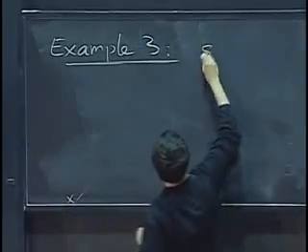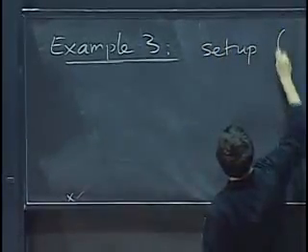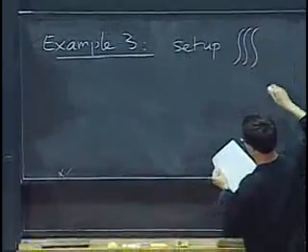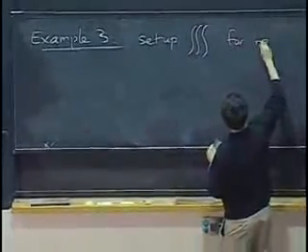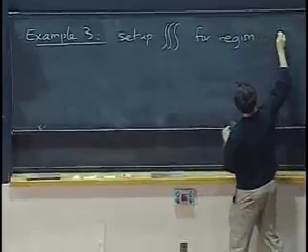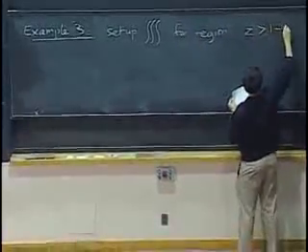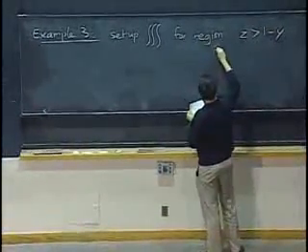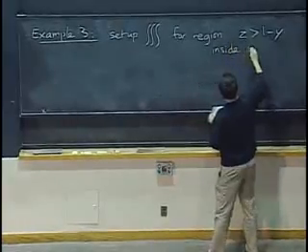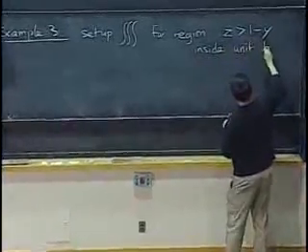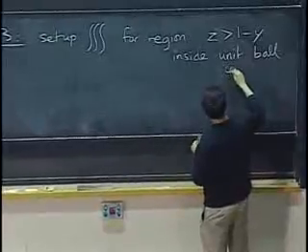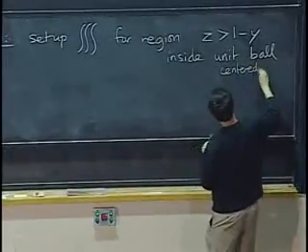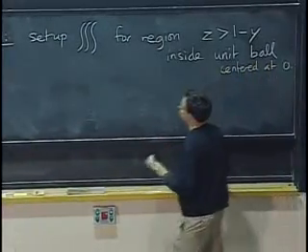Okay, so third example. Let's say that I want to just set up a triple integral for the region where z is bigger than 1 minus y inside the unit ball centered at the origin.